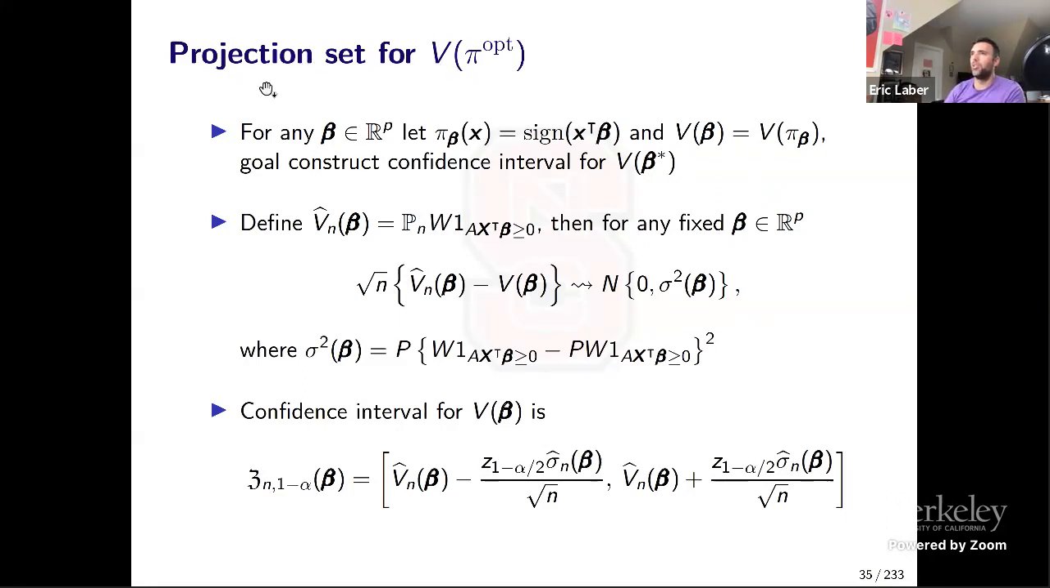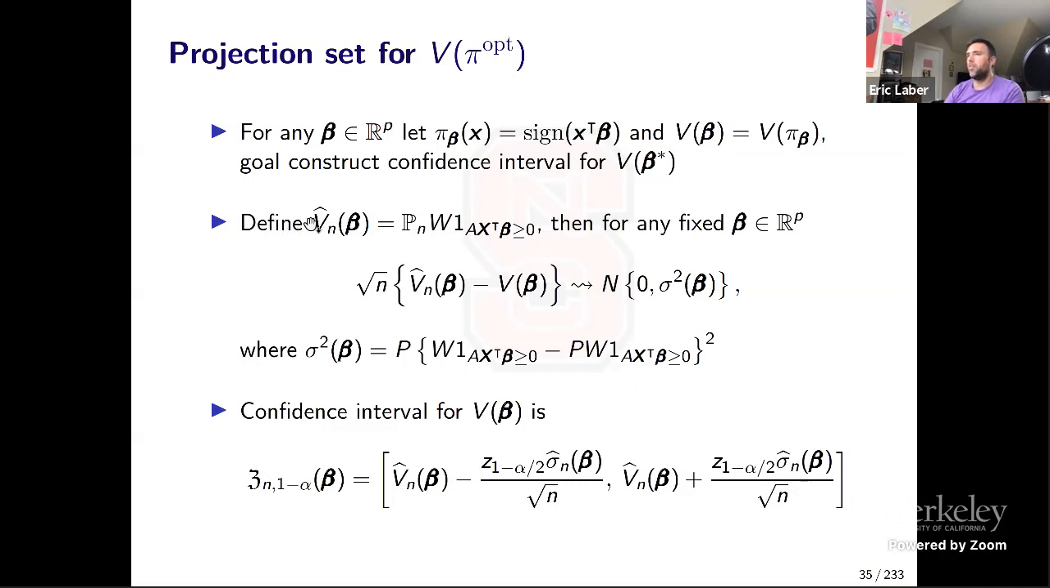Well, we now have our tools that we've learned, so we can look at a projection set. So let's look at a projection set for V of pi opt, where I'm really defining pi opt to be the policy indexed by beta star. So for any beta, let's define pi sub beta of x to be the sign of x transpose beta. So notice this is a rule indexed by beta, so that the estimated rule would be x transpose beta hat. The optimal rule, as we're calling it here, would be x transpose beta star. And let's define V of beta for any generic beta to just be the value of that policy indexed by beta. And our goal is to construct a confidence interval then for V of beta star. That's our goal.